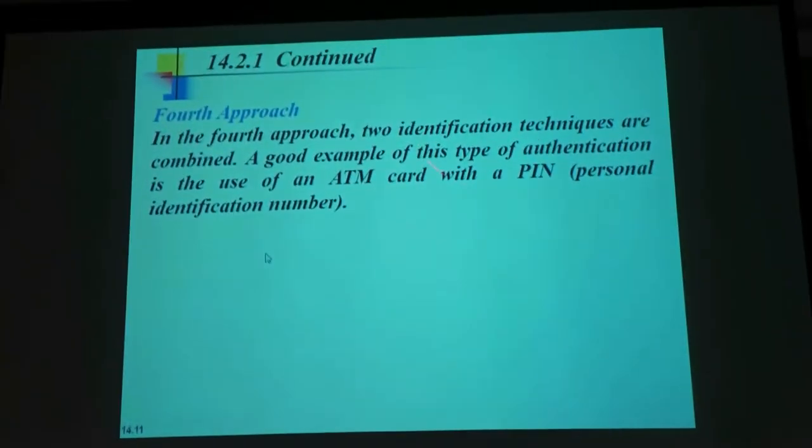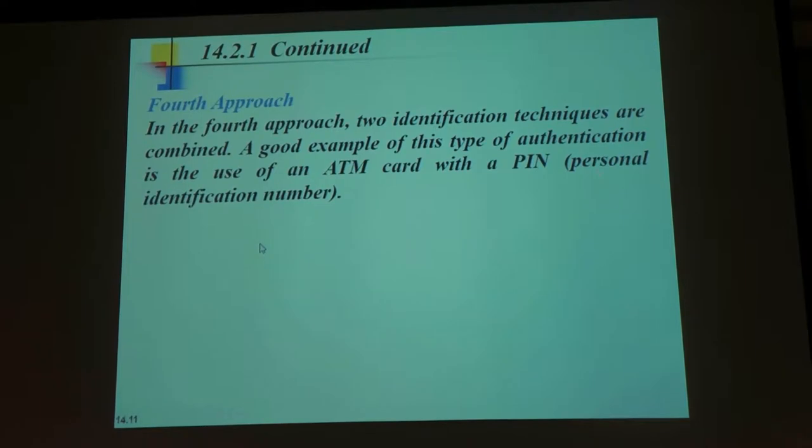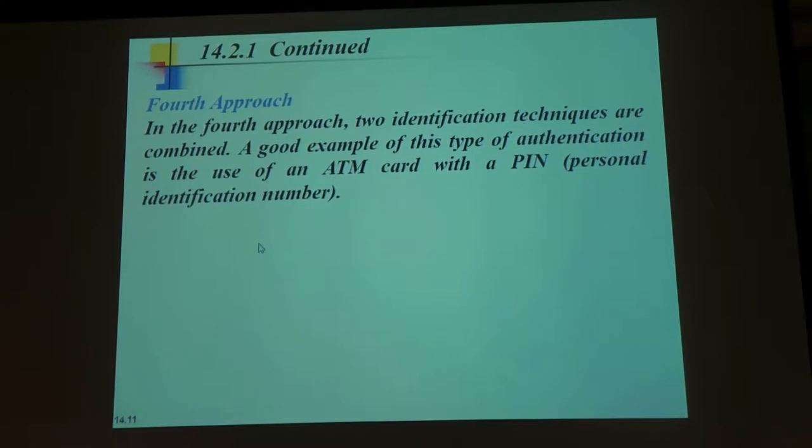Okay. The fourth approach, two identification techniques are combined. A good example of this type of authentication is the use of an ATM card with a PIN. ATM card with a PIN. So when you slide it, the reader will hash again and compare, right? That's what will happen. So we have the ATM card, there's a chip inside it with the data. When you slide it, there's a reader, and the reader reads the data and dehashes it, and then creates the digest and compares them.